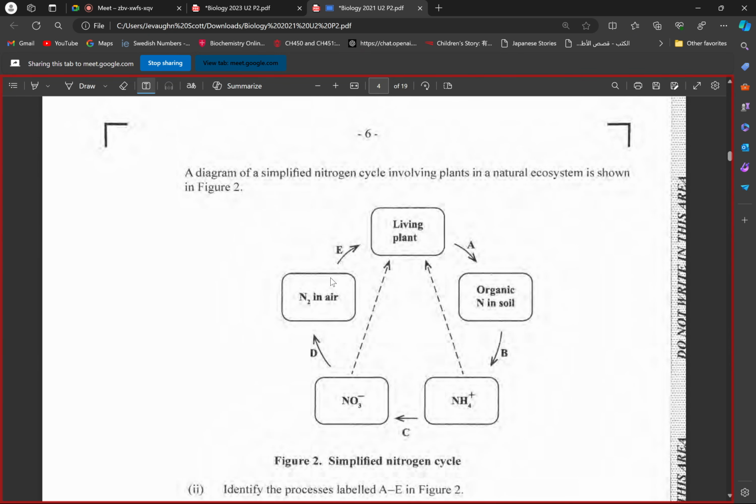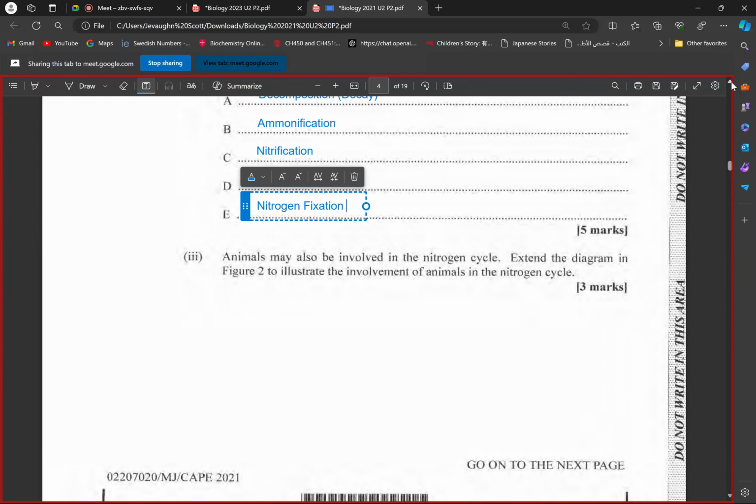But Azotobacter can actually help with the production of them back into ammonia, so assimilation can occur. But it's directly from the air to the plant, generally fixation. Animals may also be involved in the nitrogen cycle.